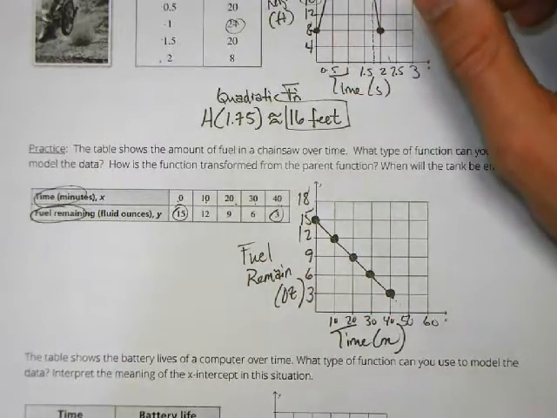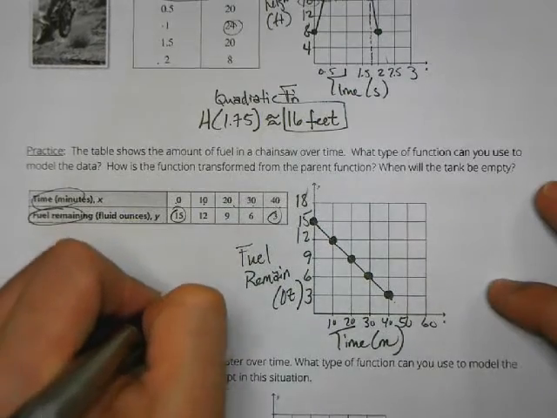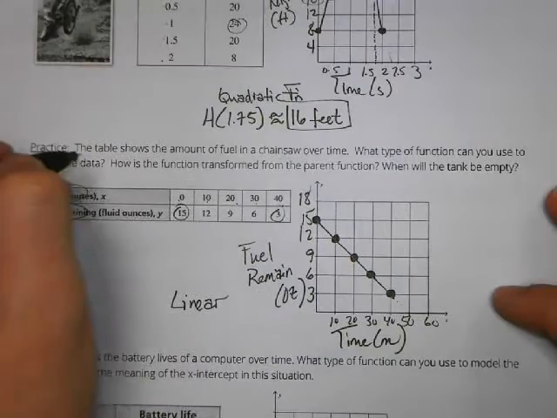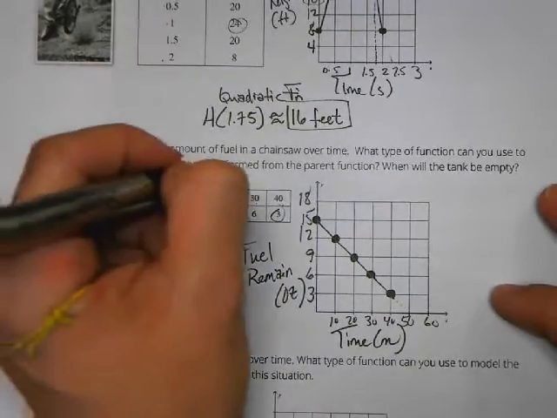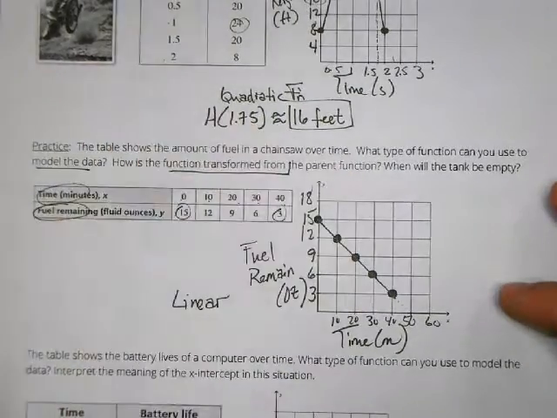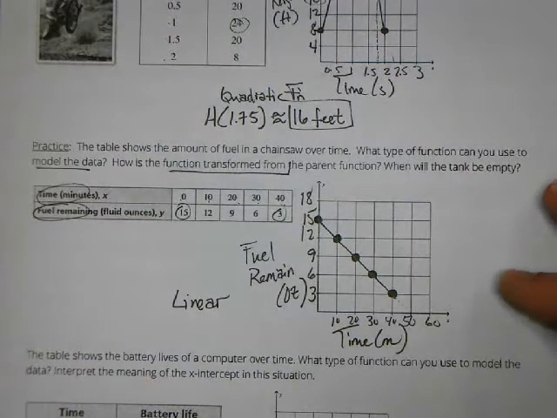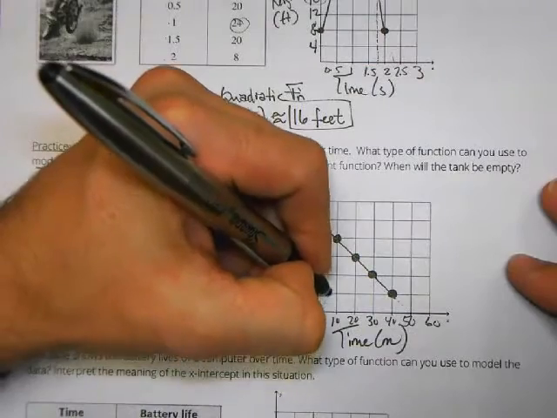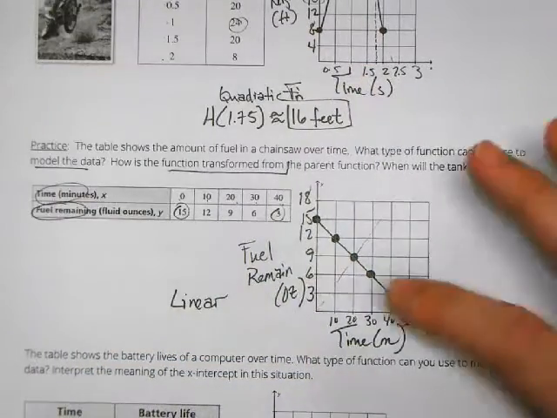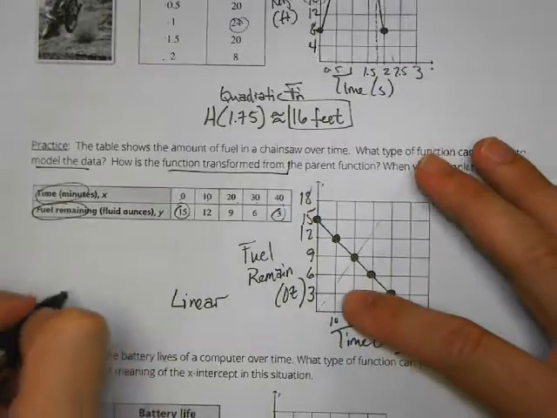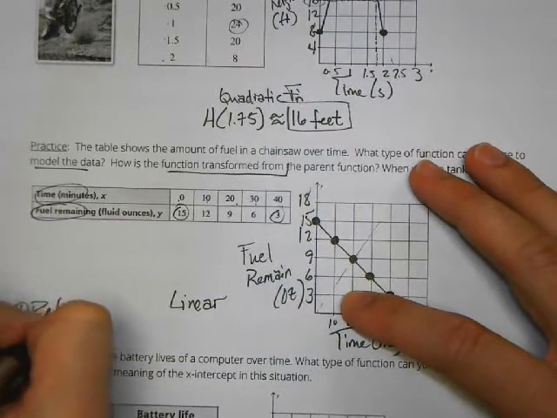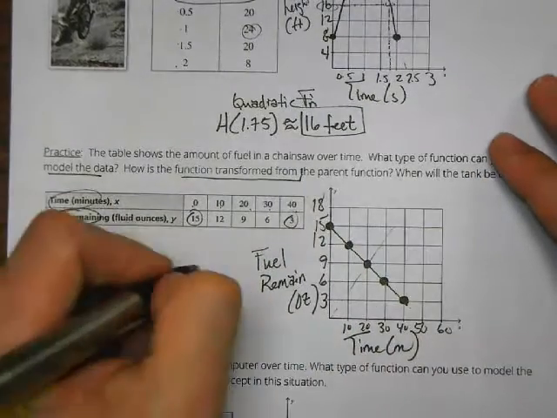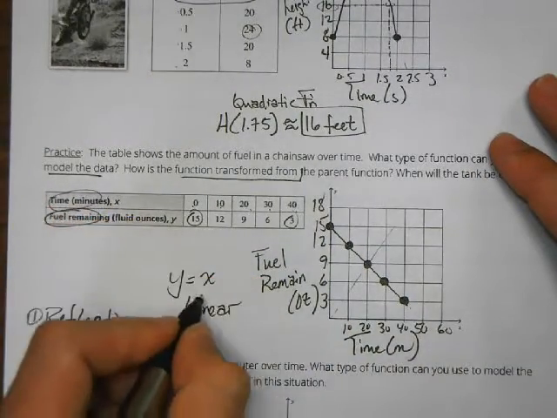This is going to be a linear function, and it's asking us how is the function transformed from the parent function. You can see that your normal parent function is just going to be your straight line like that. So this has obviously been a reflection. We know that for sure. The slope on this is negative, and our parent function has a positive slope. Reflection is the first thing.